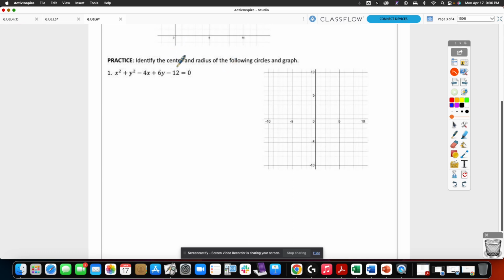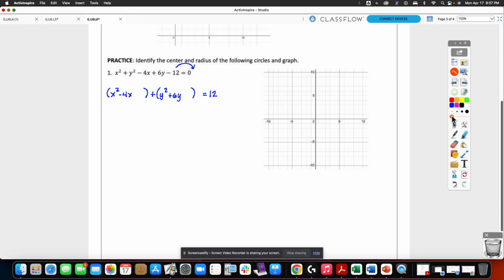Now, what we want to do first is to move the constant to the other side, okay? And then I will group the x's together. So we'll move the negative 12 to the other side. It will become positive 12, okay? Now, I'll group the x's together. So you have x squared minus 4x. I will leave a space for the third term. And then we'll group the y's together. Y squared plus 6y. Again, I will leave a space for the third term.